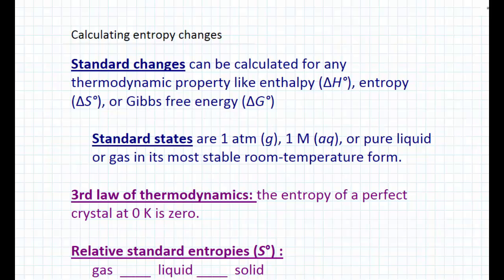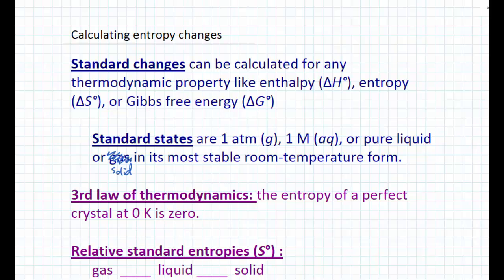Those standard states are 1 atmosphere for a gas sample, 1 molar for a solution, or a pure liquid or solid. Already talked about 1 atmosphere for gases. Pure liquid or solid in its most stable room temperature form. So the elements on the periodic table, most of them are solids. 2 are liquids at room temperature, mercury and bromine.